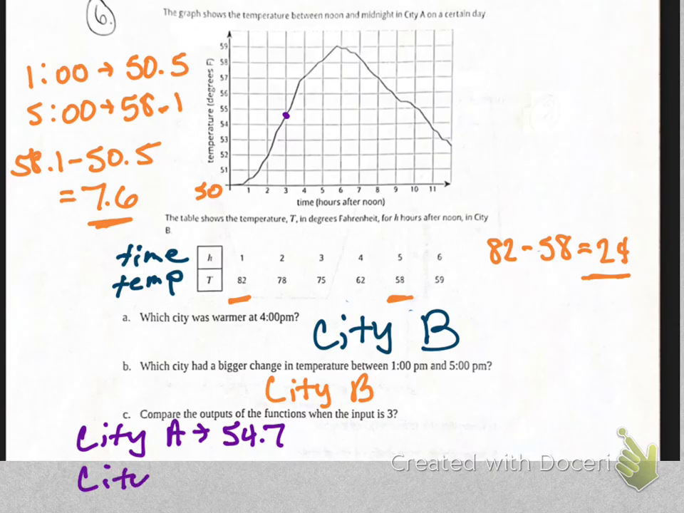City B. When you look at the table, the top row is your input, so you go over to 3. You look at the temperature. It was 75 at 3 for city B. When we compare, we are finding the difference, so we're going to subtract. So I'm going to do 75 minus 54.7. I'm going to find the difference.